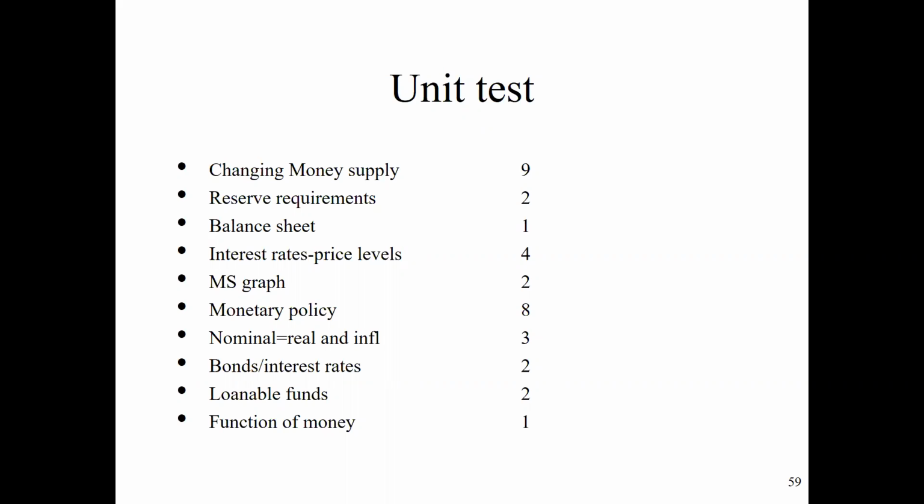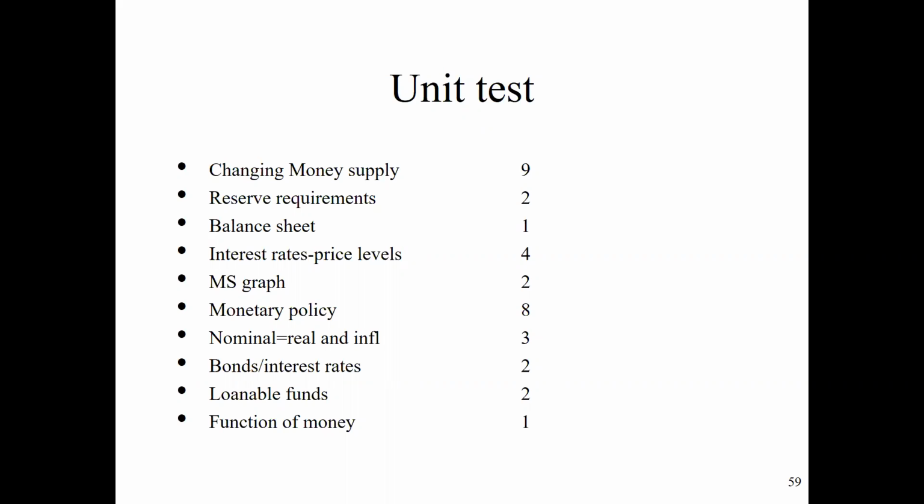So all the things with shifting and changing money. There are 2 on reserve requirements, meaning they show you a T balance and ask you what the reserve requirement is. There's 1 on an actual balance sheet.